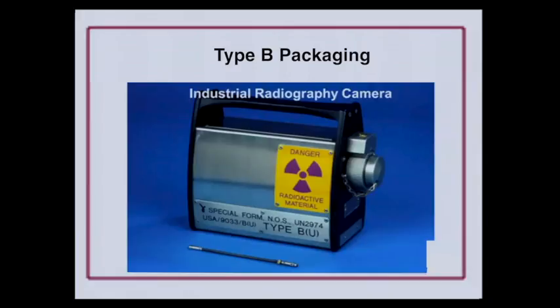And then here's one you may not have thought of. Radiography camera. It is a certified Type B package. You can see it even indicated down here. Type B. Special form. There's the UN number. And then there's some US numbers here as well, which is evidently required for this package.